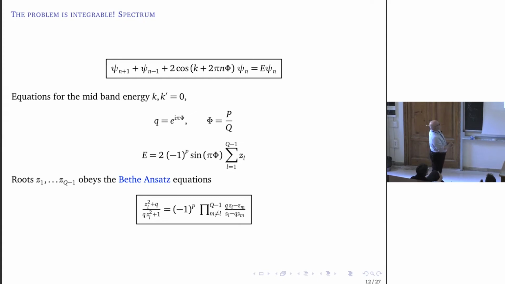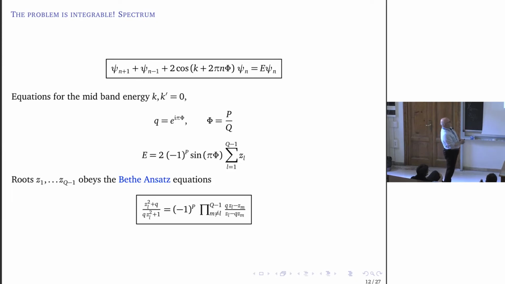This energy depends on momentum, but let's choose momentum in the middle of the band. It's an example. Then it's a set of numbers. Okay, notations. Let's define q as e to the i pi phi. Phi is a period or inverse period. It's a name. Phi is a ratio of two integers p and q.